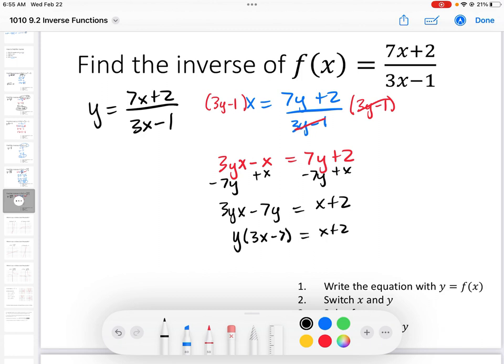Then I'll divide both sides by 3x minus 7, and I get that my inverse function equals (x plus 2) over (3x minus 7). And I would write this answer as the inverse function of f, because this is the function that undoes the original function f that they gave me. And so that's how I would find the inverse of that problem.